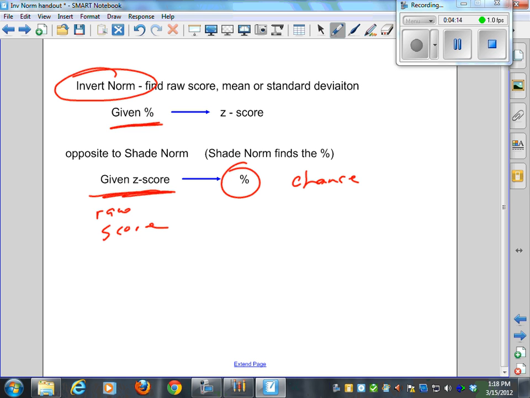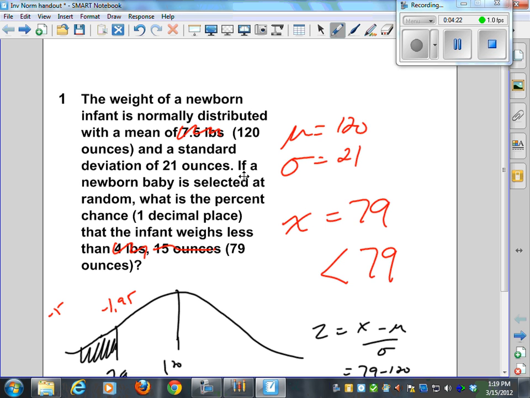So if the question talks about the chance of something being less than or greater than, you're going to use shade norm, just like this one did here. It said, if a newborn baby is selected at random, what is the percent chance that the infant weighs less than 79 ounces? That's a shade norm. It's asking for the percent chance.